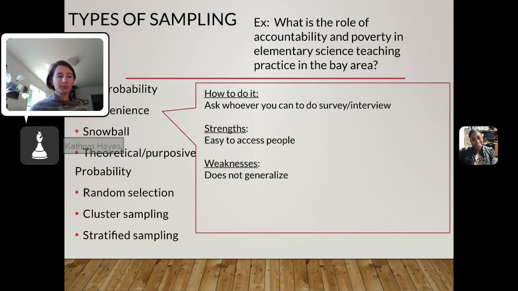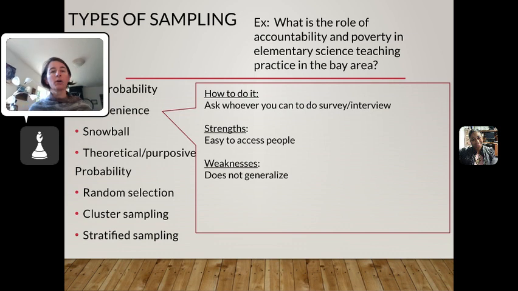So a convenience sample is simply you talk to the people who are convenient, or you observe the people who are convenient. If you're doing teacher observations, it might be the teachers that you know, or the ones you supervise. If you are interviewing principals, it might be 1 or 2 principals who are your friends, or who you know through your work somehow. Definitely easy to access people this way. The weakness is that you don't really have a plan. You're just interviewing or surveying the people that you have access to.